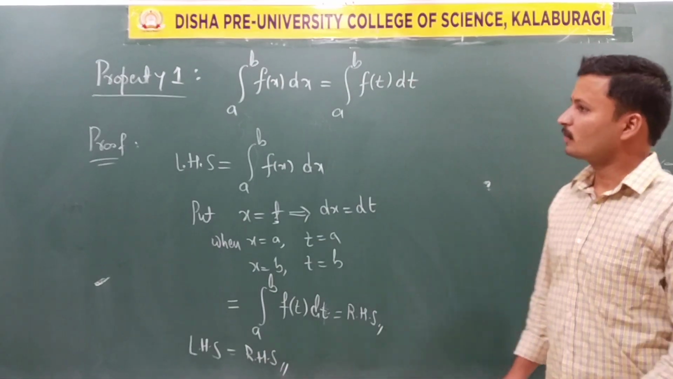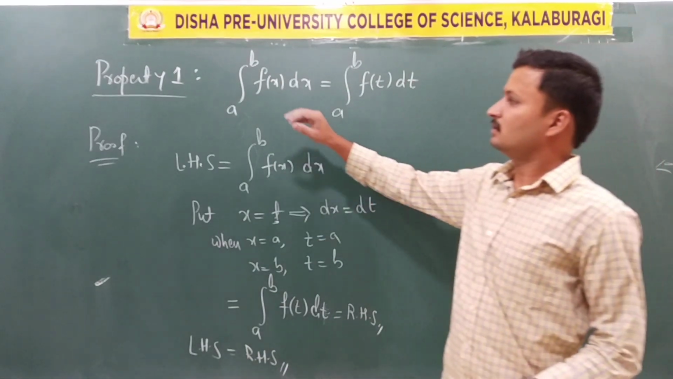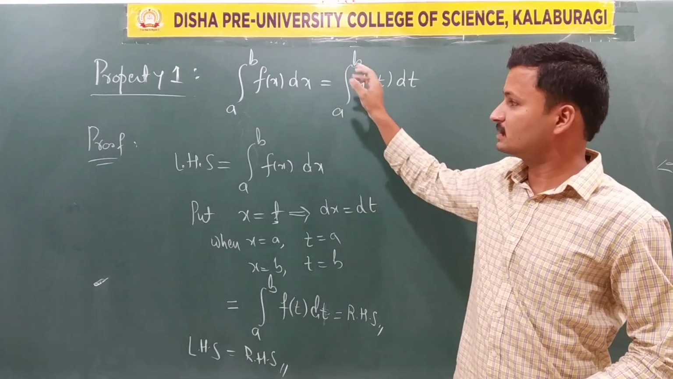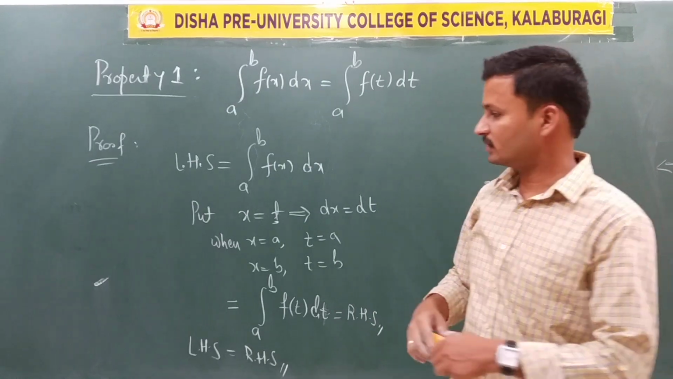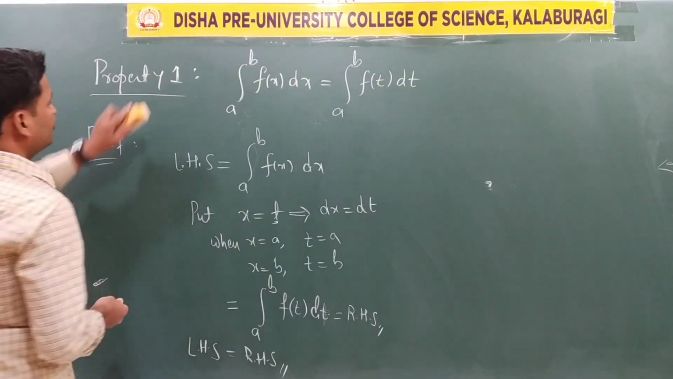Then second property, that is the value of the integral changes when the limits of the integration is interchanged. Okay. So property number 2.